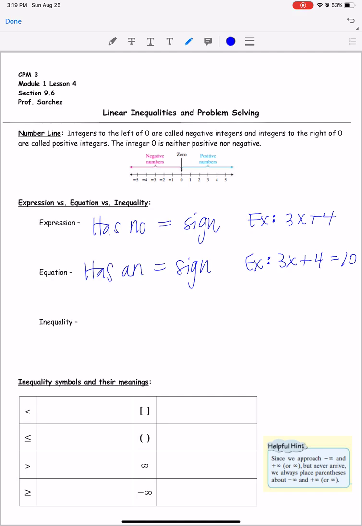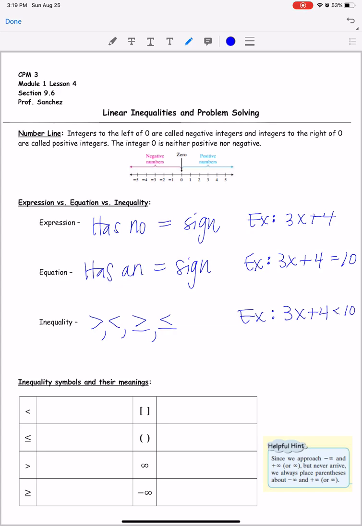An inequality doesn't have an equal sign, but it has these 4 other symbols that we're probably pretty familiar looking at. And so it looks almost like an equation. It just has one of these symbols. So I'm going to do 3x plus 4 is less than 10. But this symbol here could be any of these 4 symbols. And so we need to know what these mean.